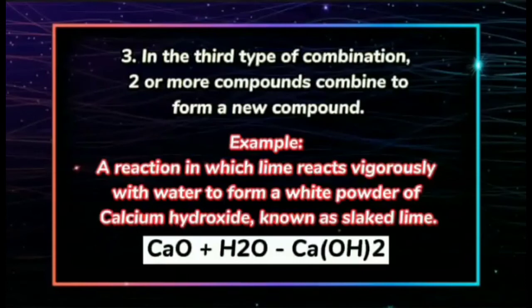In the third type of combination, two or more compounds combine to form a new compound. For example, two or more compounds plus many more. No matter how many compounds you add together, when you combine them, they can still become just one. Combine many with many to make one.